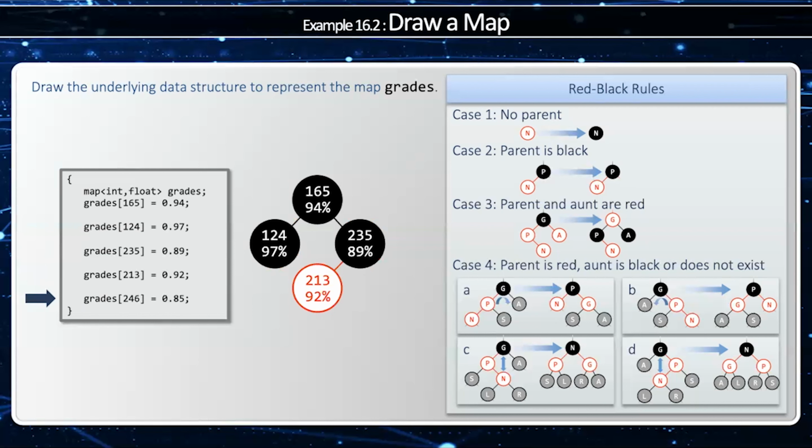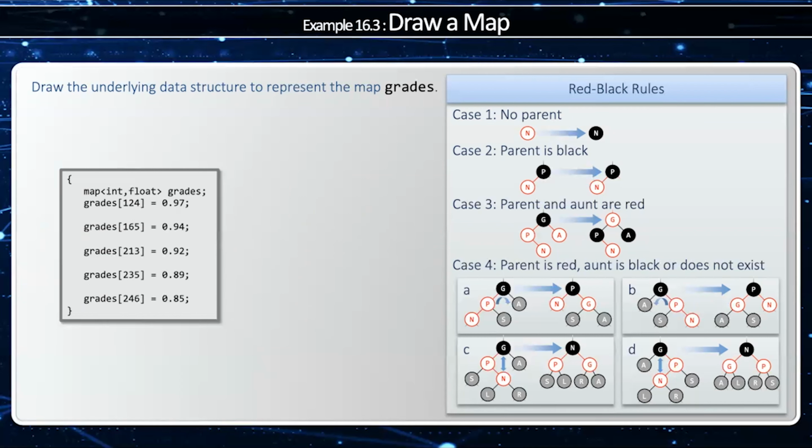In my final case here, I'm going to add the key value pair of 246 to 85%. 246 is greater than 165, so it goes to the right. It's greater than 235, so it goes to the right. And now I'm going to add a red node there, and this is just case 2, where my parent is black. Now my red-black tree is finished.